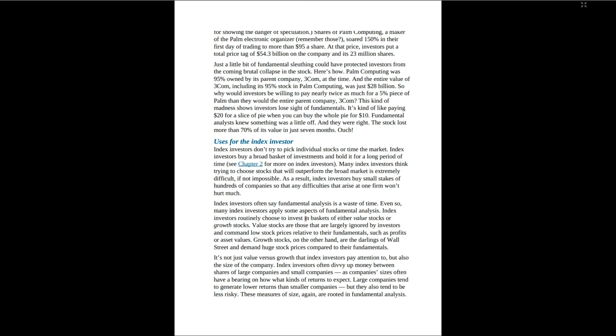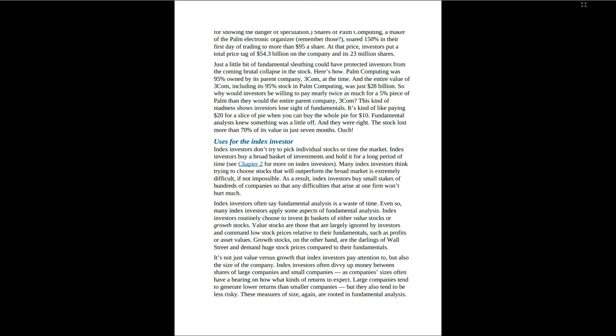Here is how. Palm Computing was 95% owned by its parent company, 3Com, at that time. The entire value of 3Com, including its 95% share in Palm Computing, was just $28 billion. So why would investors be willing to pay nearly twice as much for a 5% piece of Palm as they would for the entire parent company, 3Com?